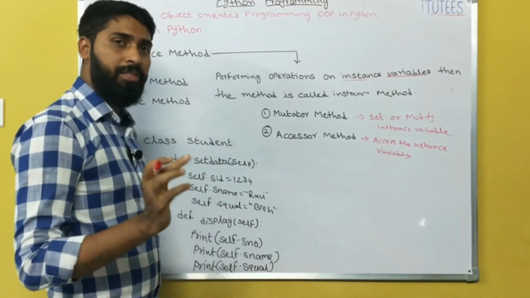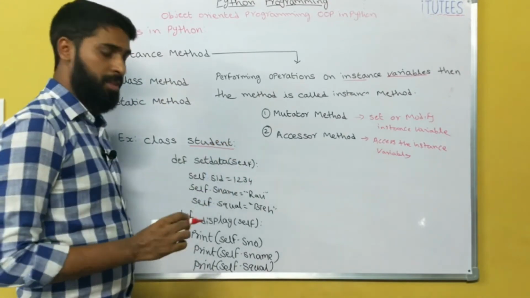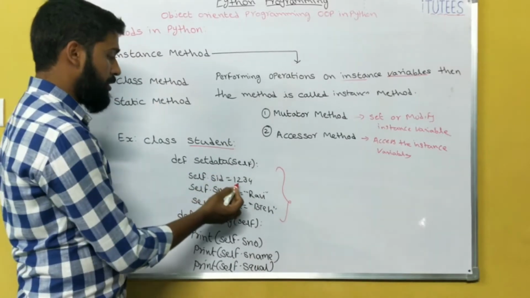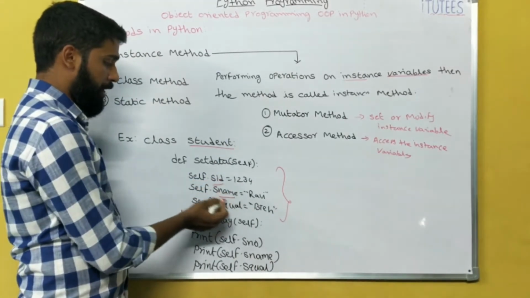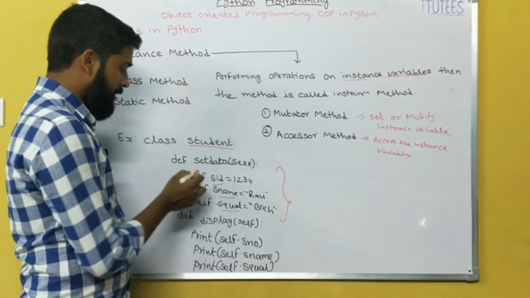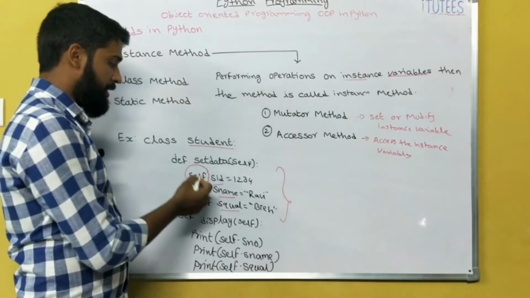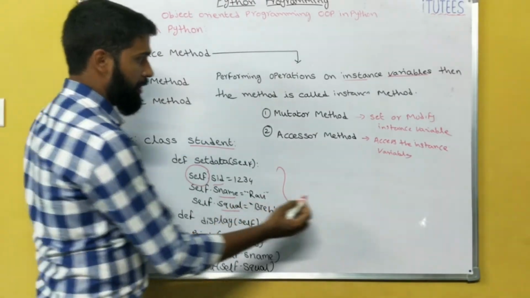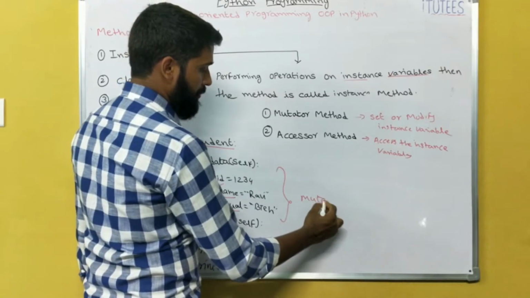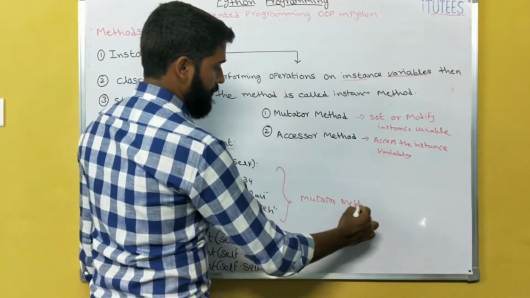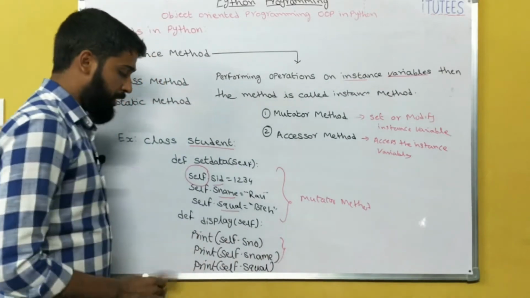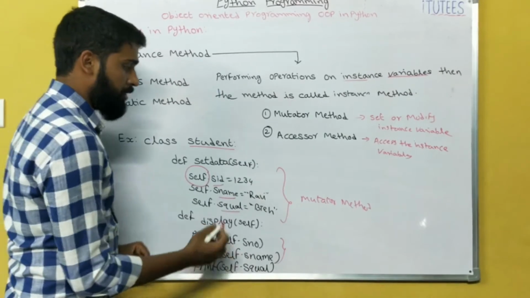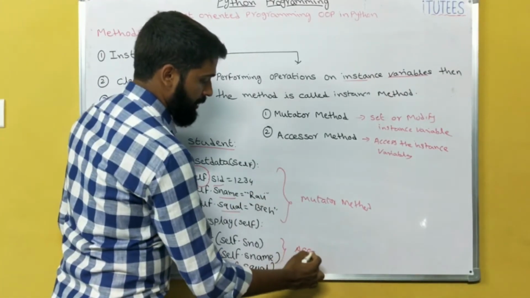In previous classes we saw the class Student. This is the instance method to set the data to the instance variable. How can we access the instance variable? With the help of self. Self dot sid, that means self represents the current object. So this is called a mutator method. And here you are accessing the instance variables in the object, so this display is called an accessor method.